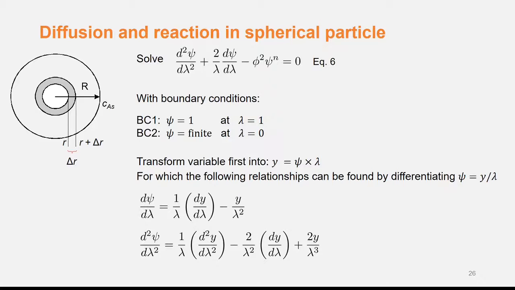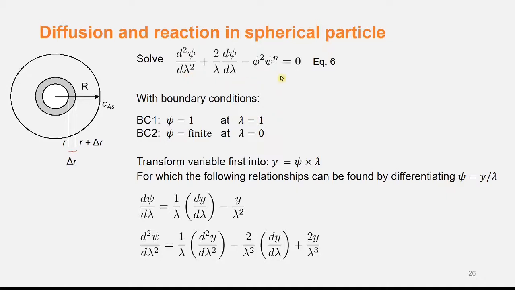We transformed this differential equation in terms of dimensionless quantities, the dimensionless concentration psi and dimensionless radial coordinate lambda. From this, we defined the Thiele modulus, which is a very useful parameter because you can use it to infer something about the relative strength of reaction and diffusion inside the catalyst pellet without solving the differential equation.